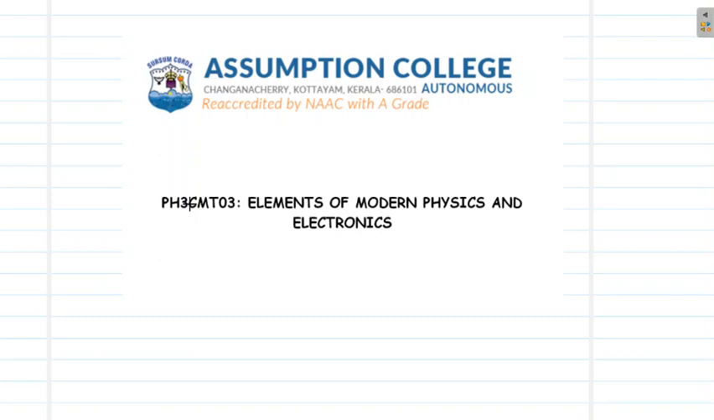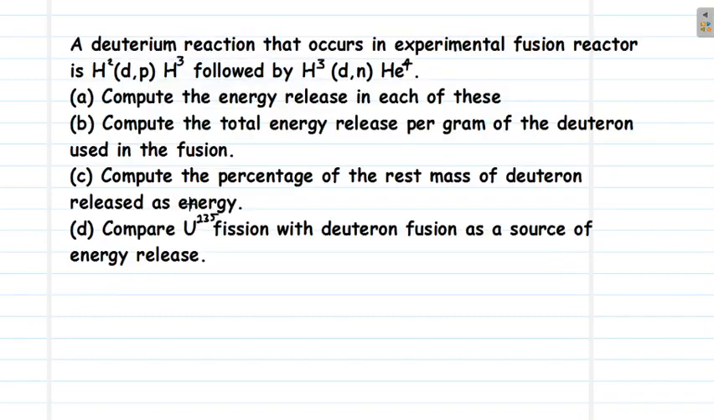Hello friends, in today's video, let us do one problem related to the energy release in a fusion process. A deuterium reaction that occurs in an experimental fusion reactor is 1H2 + 1H2 → 1H1 + 1H3, followed by 1H3 + 1H2 → 0n1 + 2He4. Compute the energy release in each of these.